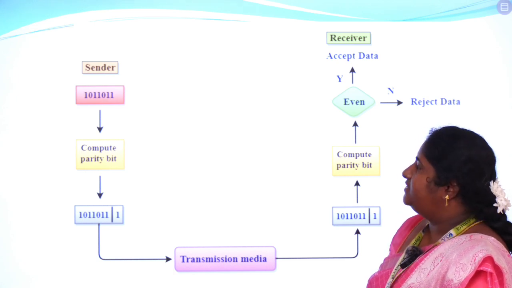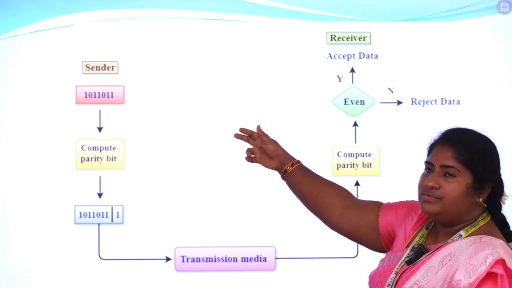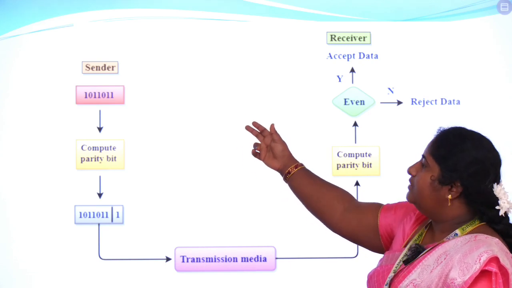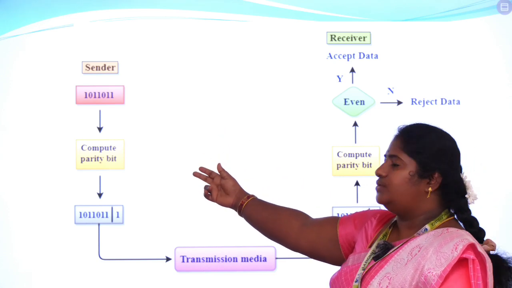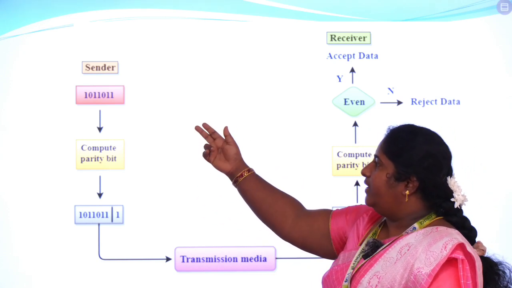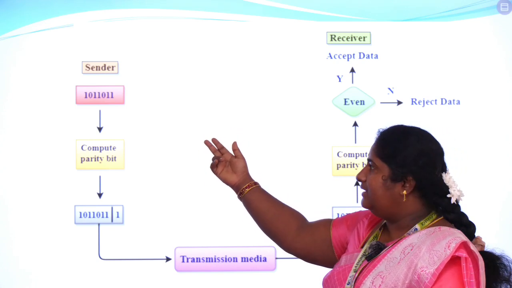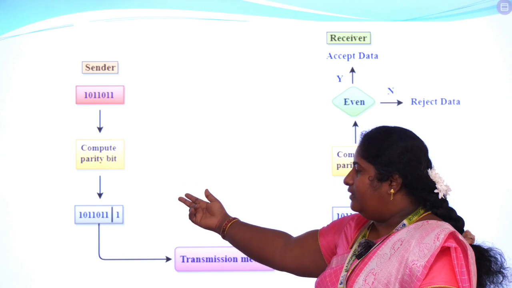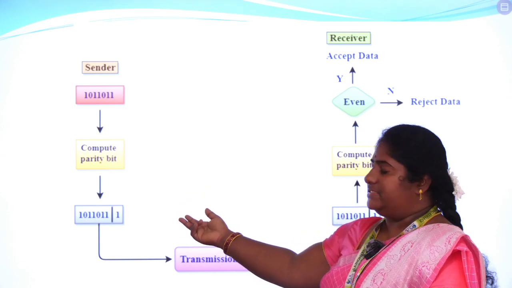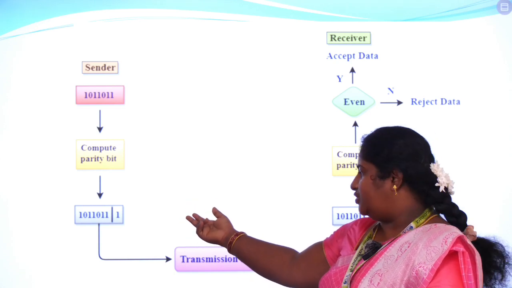So when we are going to send the data from the sender to the receiver, we are using a single parity check. Before transmission, we compute the parity bit. When considering the parity bit, we take the number of odd ones or even ones present in the original data. While calculating, this original data consists of odd ones, 5 ones. Because of that, we append the value 1 at the end of the original data.